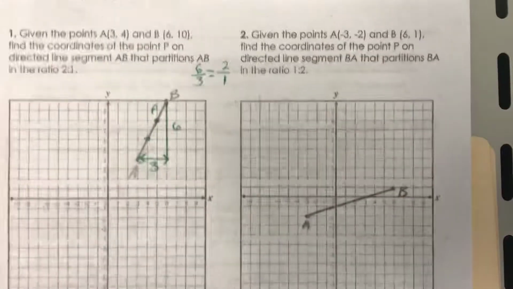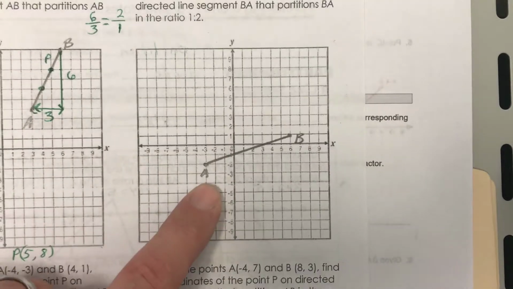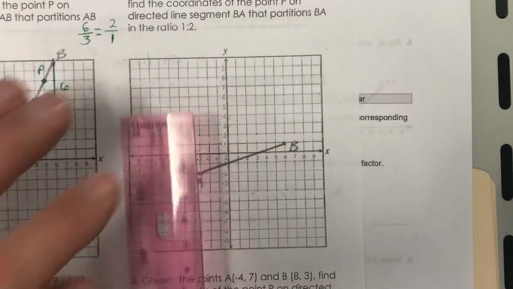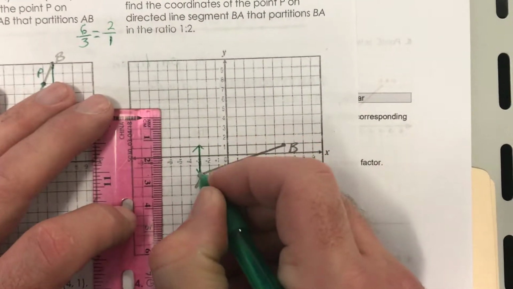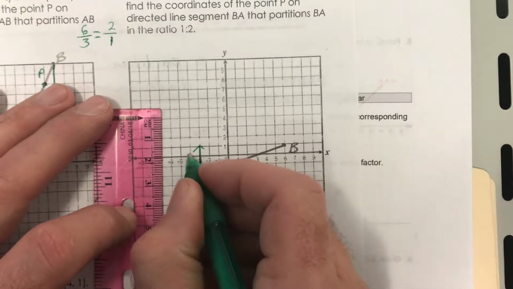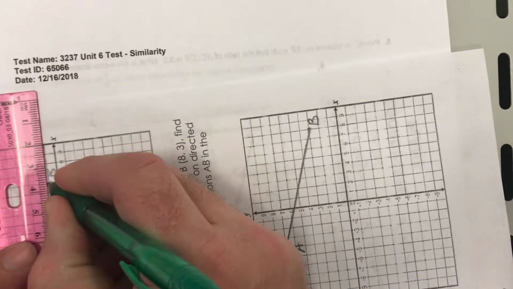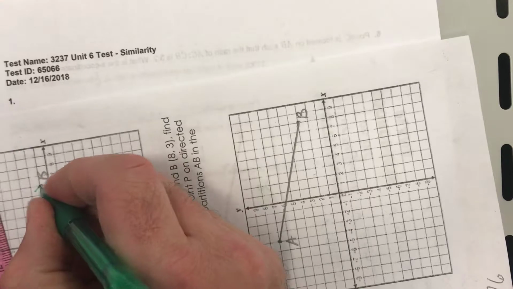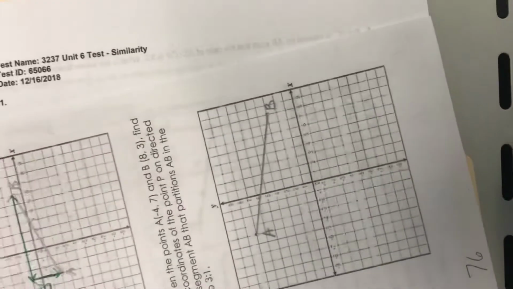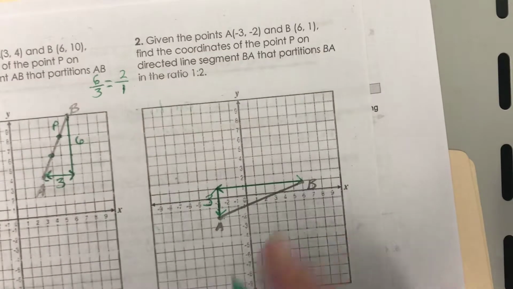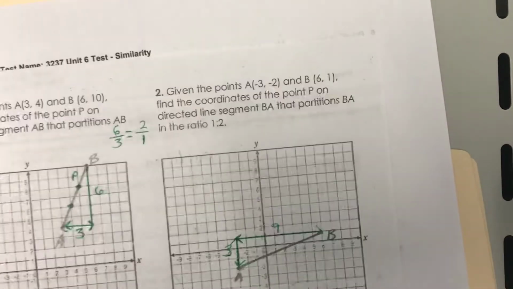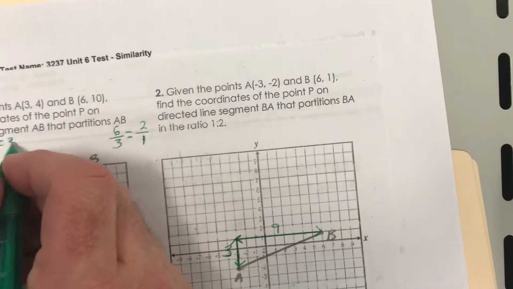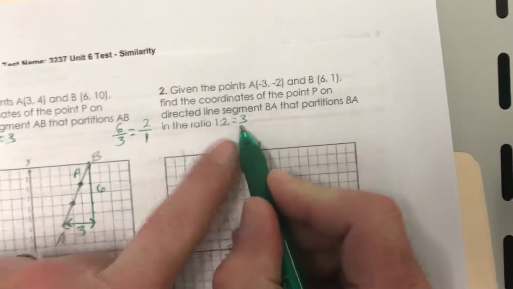Like that. Okay, so the next one, let's actually do this one this way. Okay, we're going to find the vertical distance. So it looks like it's 1, 2, 3. And then the horizontal distance is going to be 1, 2, 3, 4, 5, 6, 7, 8, 9. Okay, so we know that there's going to be 3 total segments on here.